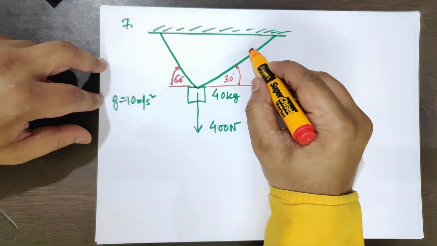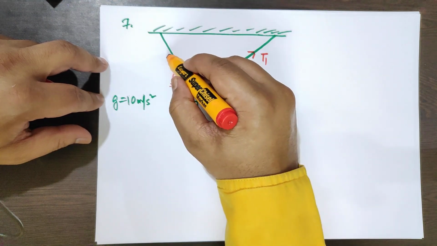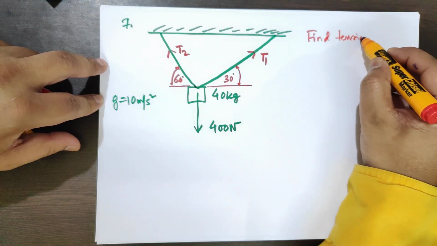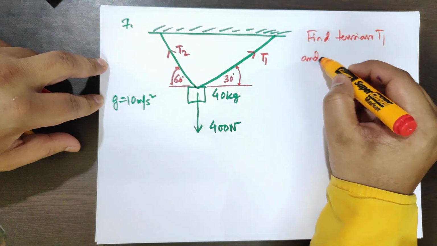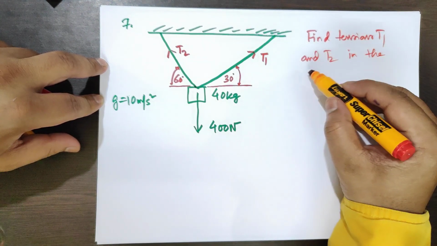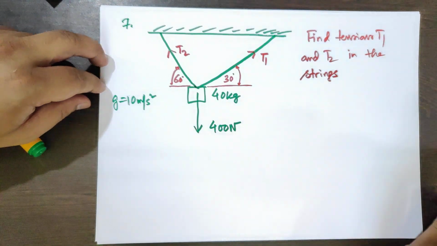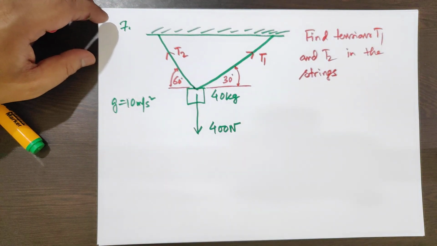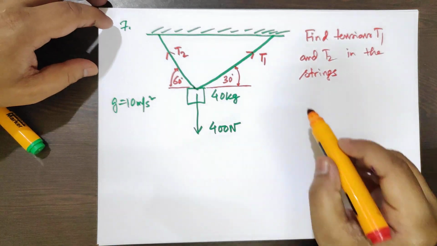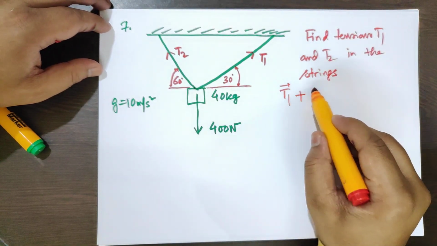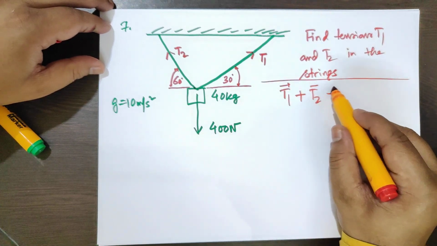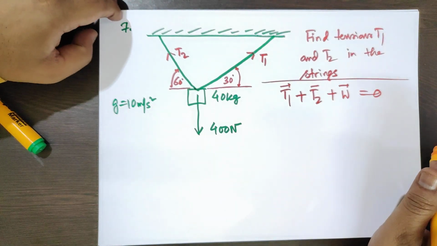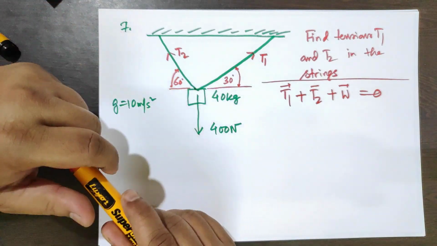So this tension is T1, this tension is T2. You need to find T1 and T2. Find tensions T1 and T2 in the strings. So we will apply the polygon law here, right? The vector sum, see, T1 plus T2 plus W is equal to 0. So they will form a closed polygon. So here I wish to apply this polygon rule.